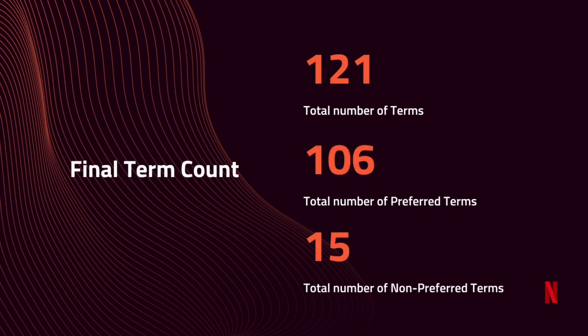To conclude, we had a total number of 121 terms. Of those 121 terms, 106 were preferred terms and 15 were non-preferred terms.